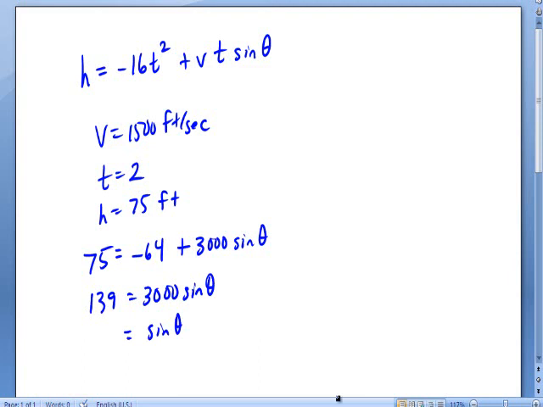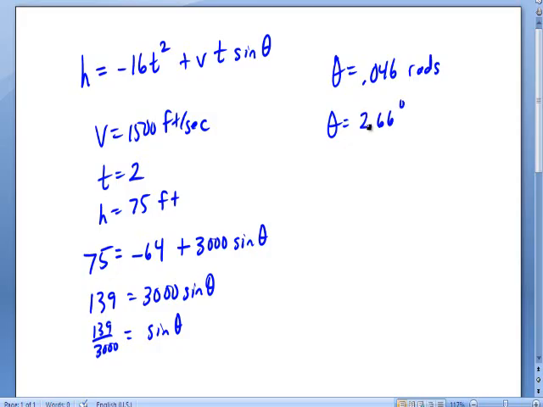And I'm not very good at doing 139 divided by 3000 in my head, so I'm going to just leave it right here. But then once you have that answer, go ahead and take the inverse sine of that fraction, 139 over 3000. And what you should come up with is something in the neighborhood of 0.046. And again, this is in radians. So if you want to convert this to degrees, you could multiply by 180 over pi, and your final answer ends up being in the ballpark of around 2.66 degrees.